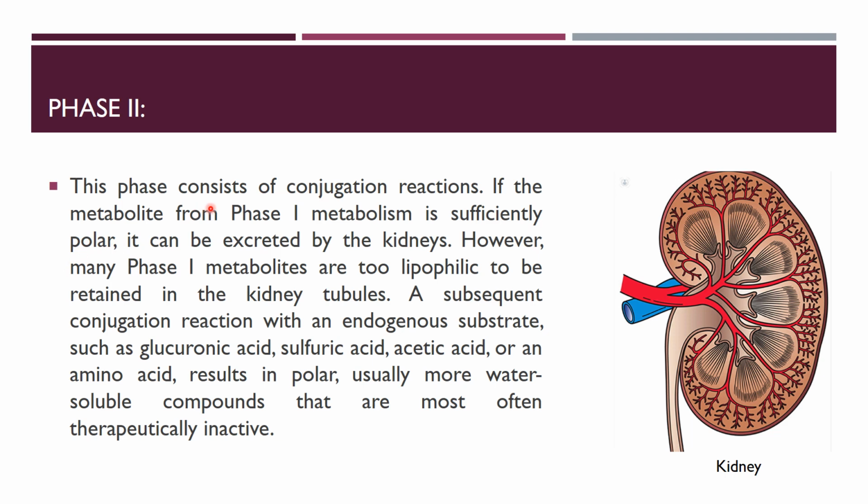Phase 2. This phase consists of conjugation reactions. If the metabolite from phase 1 metabolism is sufficiently polar, it can be excreted by the kidneys. However, many phase 1 metabolites are too lipophilic to be retained in the kidney tubules. A subsequent conjugation reaction with an endogenous substrate such as glucuronic acid, sulfuric acid, acetic acid, or an amino acid results in polar, usually more water soluble compounds that are most often therapeutically inactive.